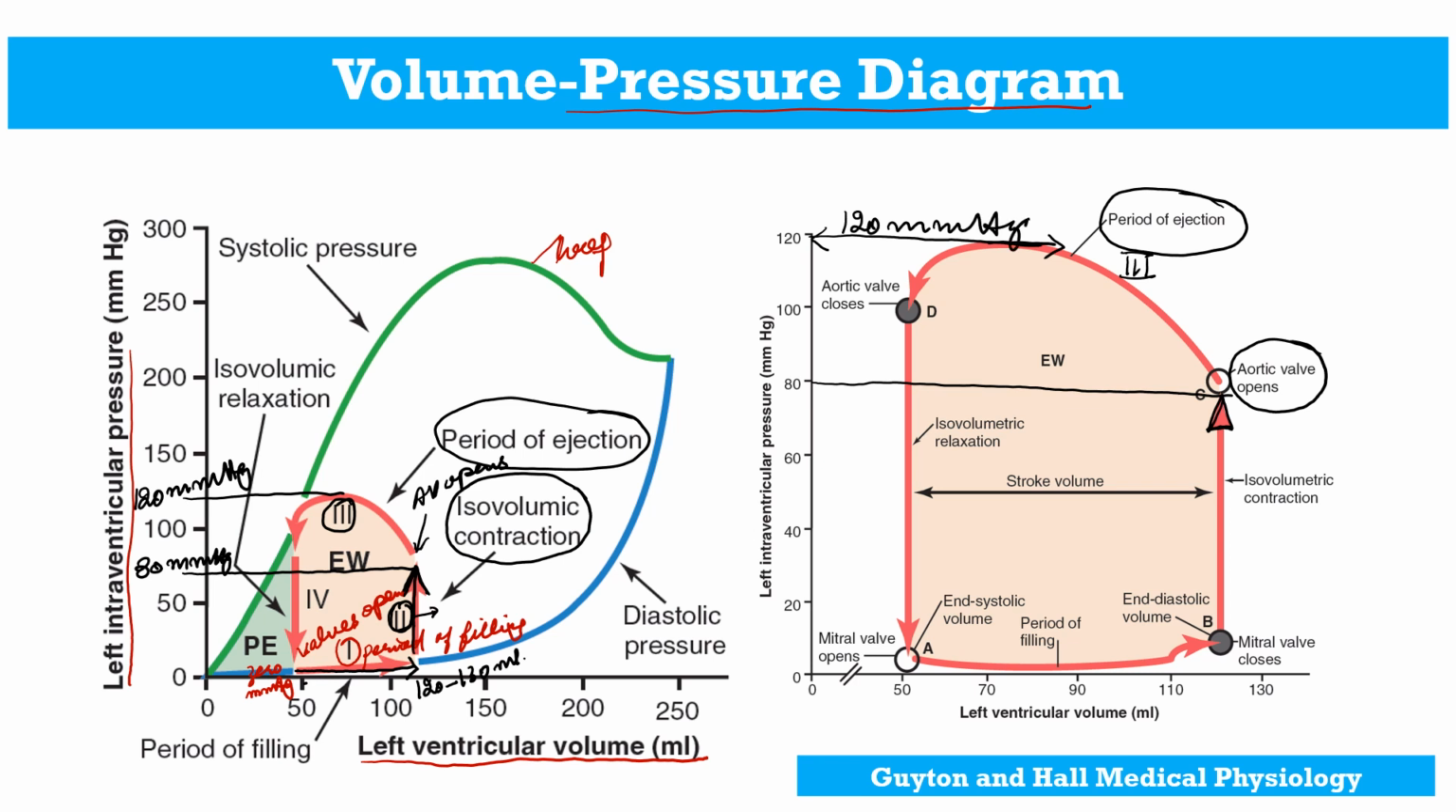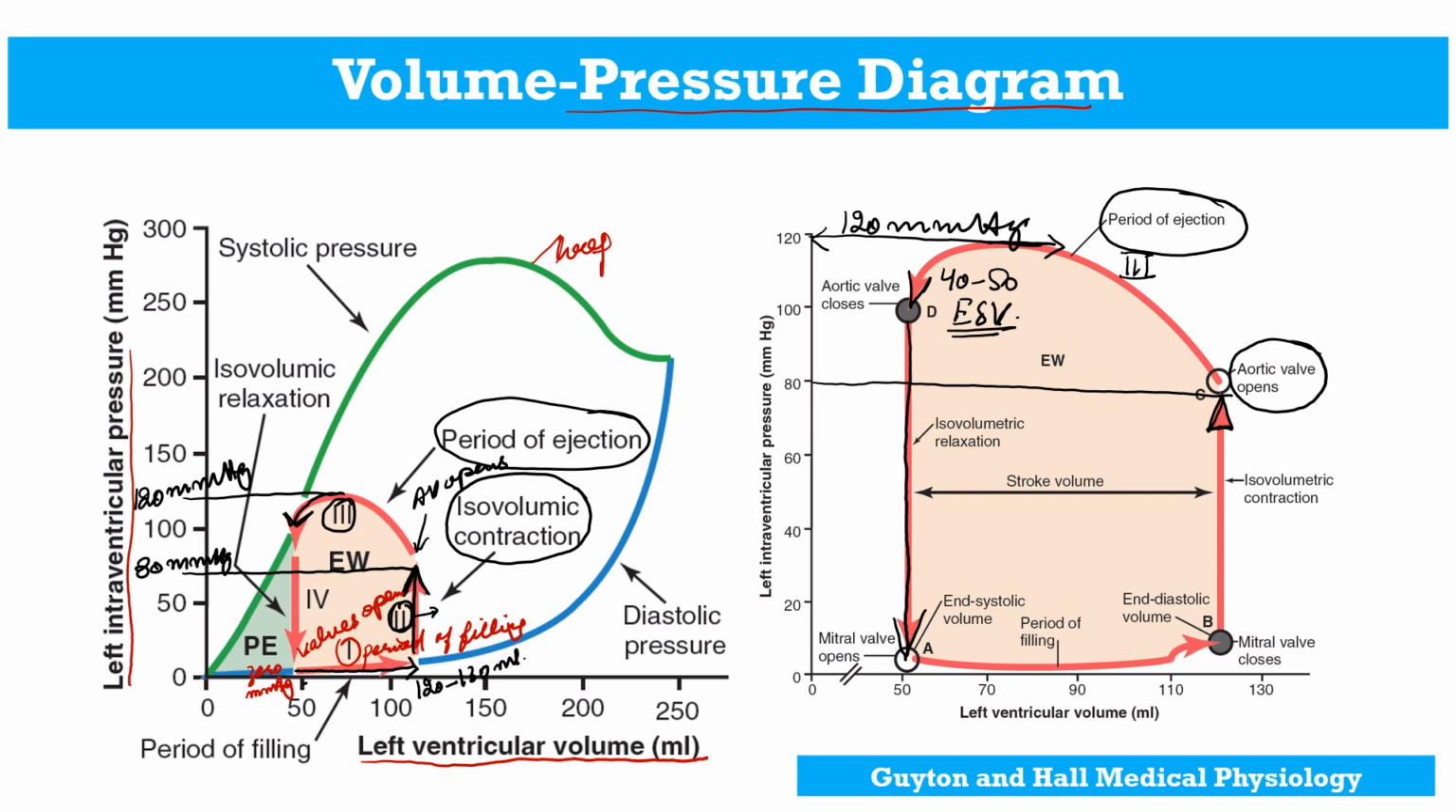After ejection, again the volume in the left ventricle decreases and it again becomes 40 to 50 ml of volume. This is the end systolic volume, meaning the volume that remains in the left ventricle at the end of contraction.